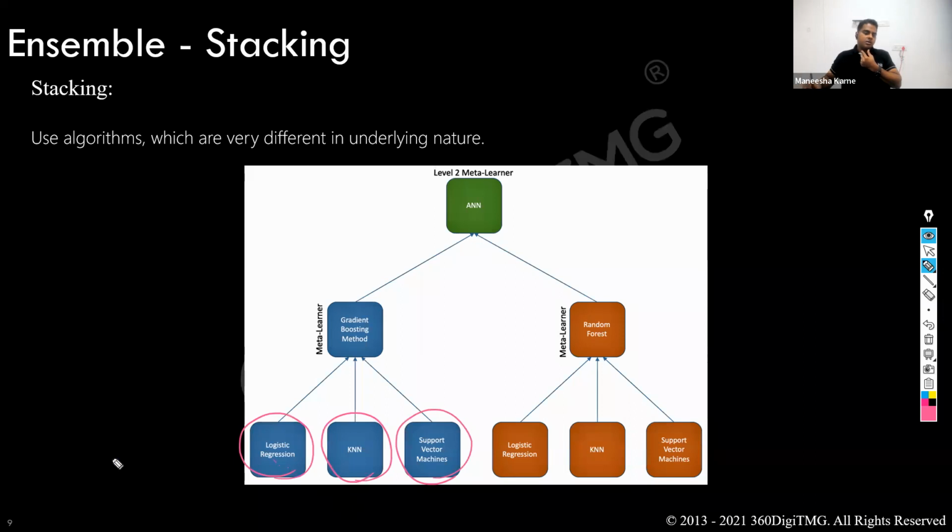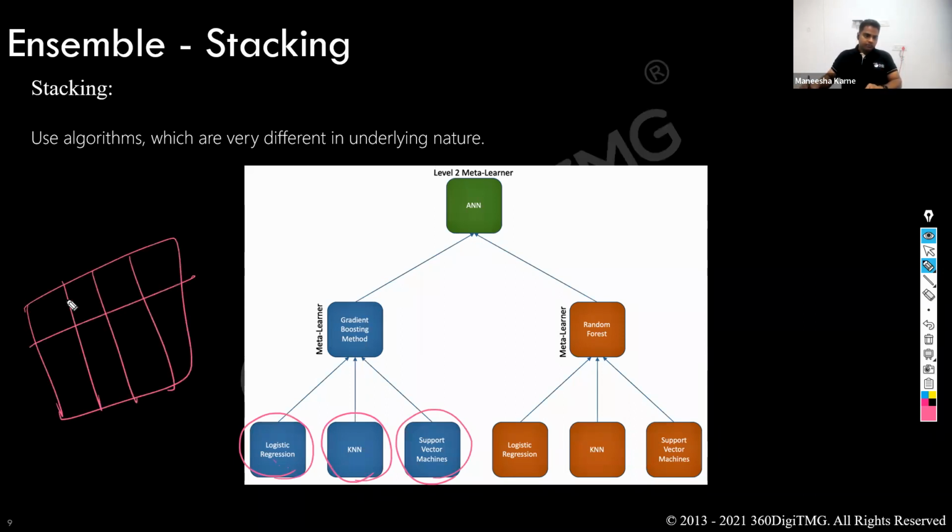So when you apply logistic regression on the data set, and then when you use this model to predict, what will you get? Predicted values. Let me call those P. When you run the KNN algorithm on this data set, and then predict on this, you get P2. When you run the support vector machine algorithm on this data set, and then use this to predict, you get P3, and then you have your output P.